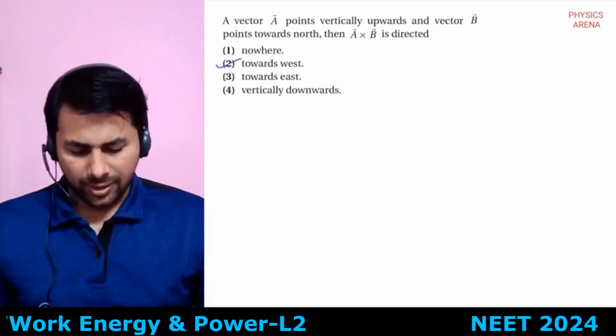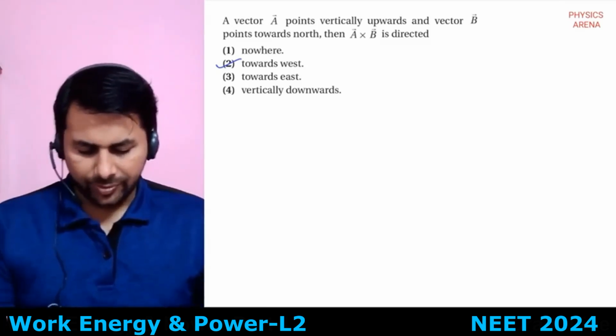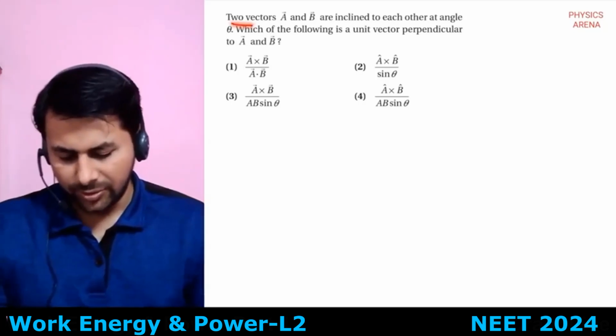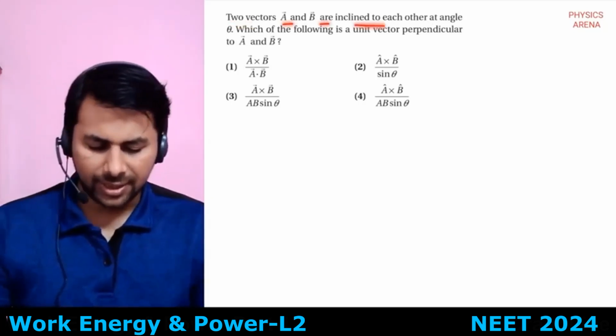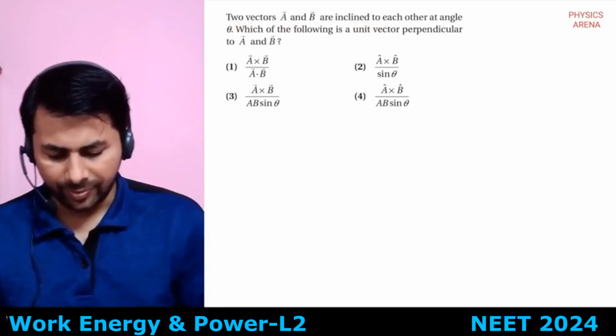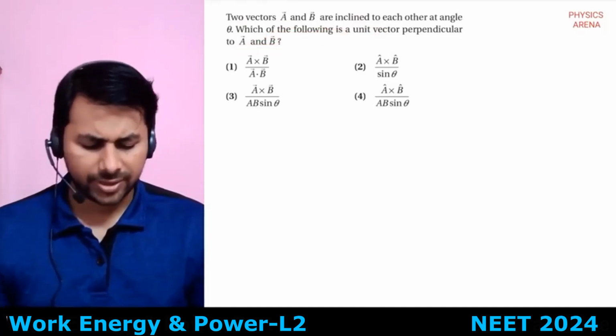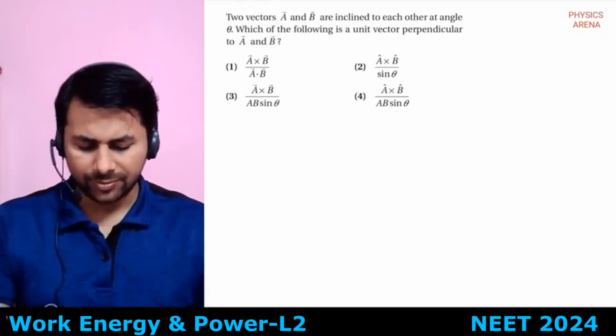Okay. All right. So let's see next question. Two vectors a bar and b bar are inclined to each other at an angle theta. Which of the following is unit vector perpendicular to a bar and b bar? This is straightforward question. Tell me.